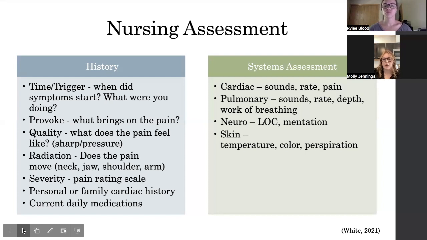We want to look at their level of consciousness and mentation. Are they drowsy? And also, importantly, we want to look at their skin. We want to know the temperature of it, the color of it. Are they clammy, diaphoretic? All of those things clue us into the symptoms of a STEMI and are important to know for the treatment.